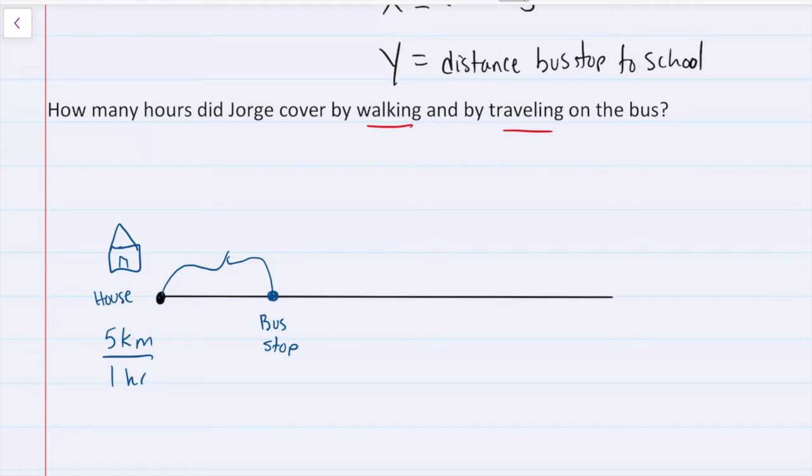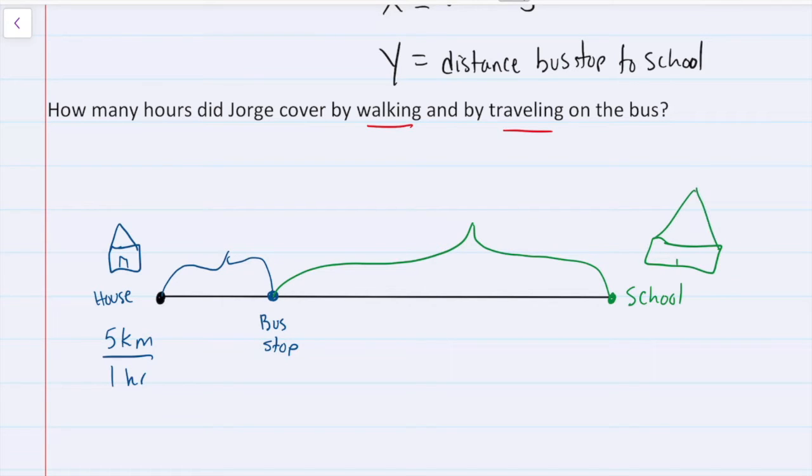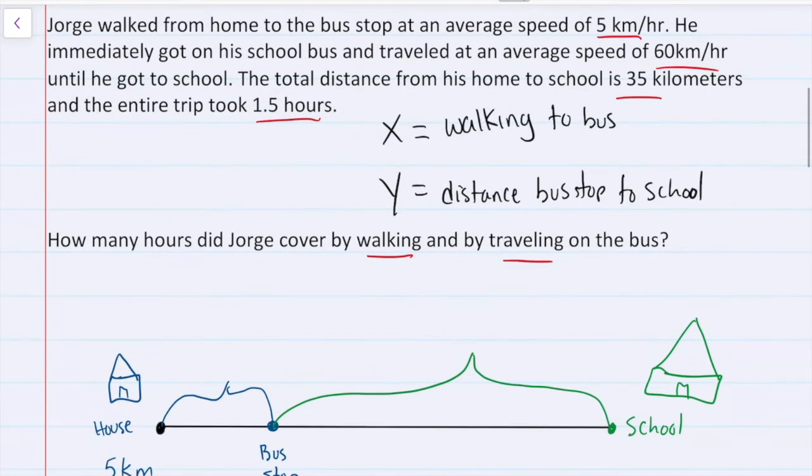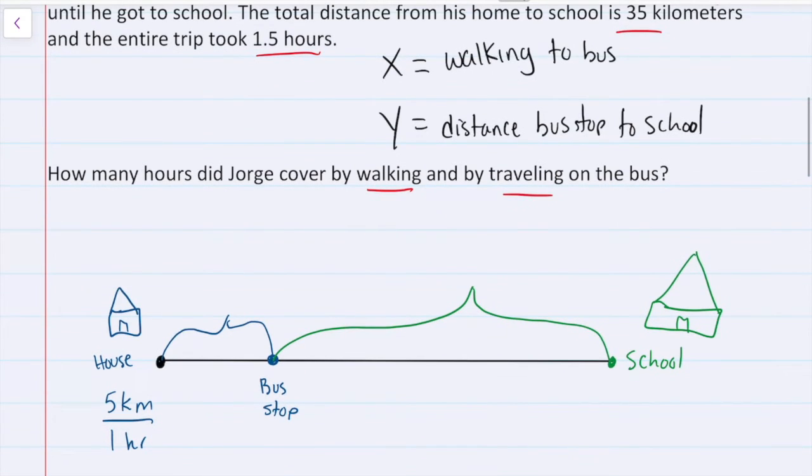Now, from then on, he went from the bus stop all the way to the school. Let's draw the school here, a longer house. And he traveled there at a speed of, what was the speed? 60 kilometers per hour. So 60 kilometers every 1 hour.